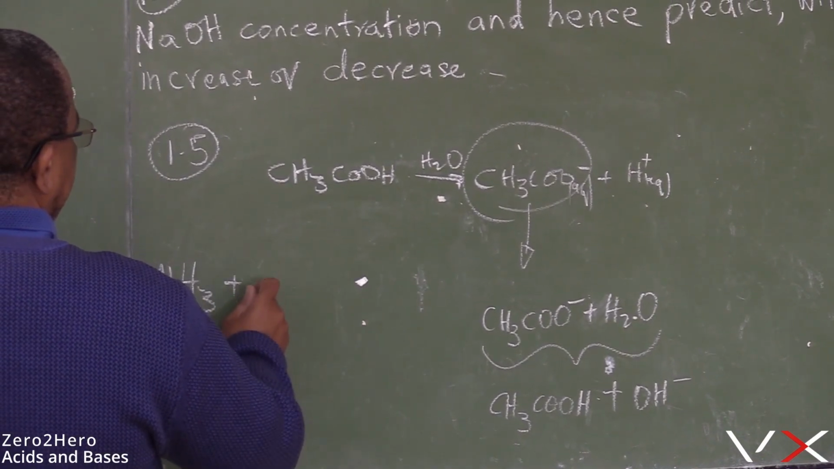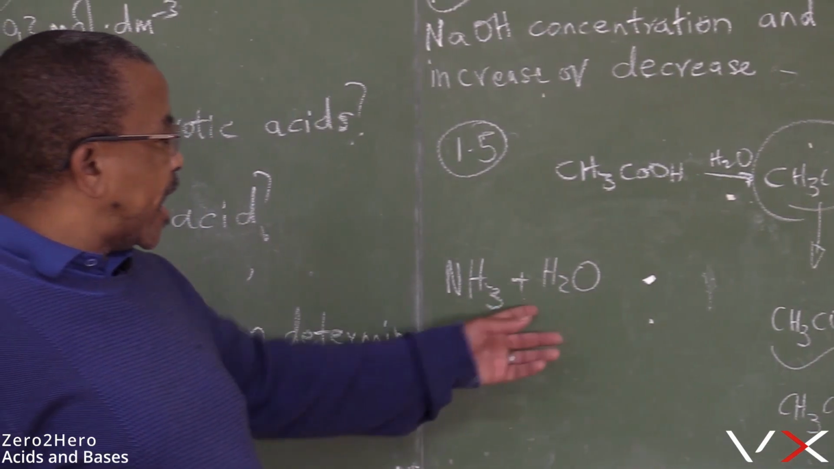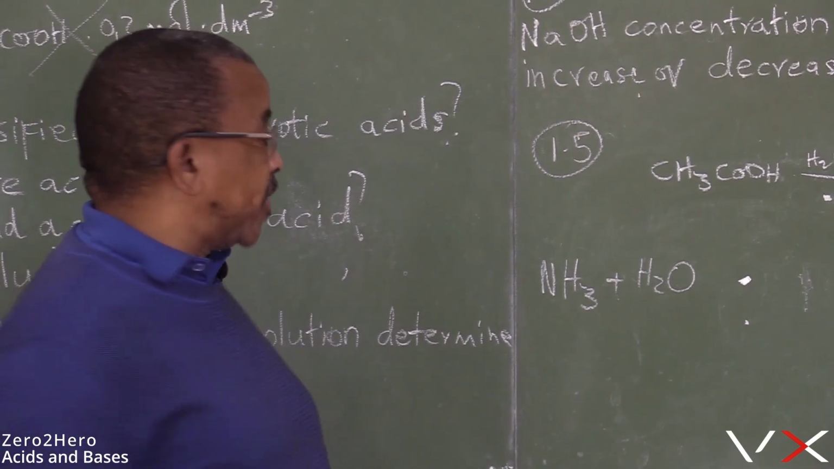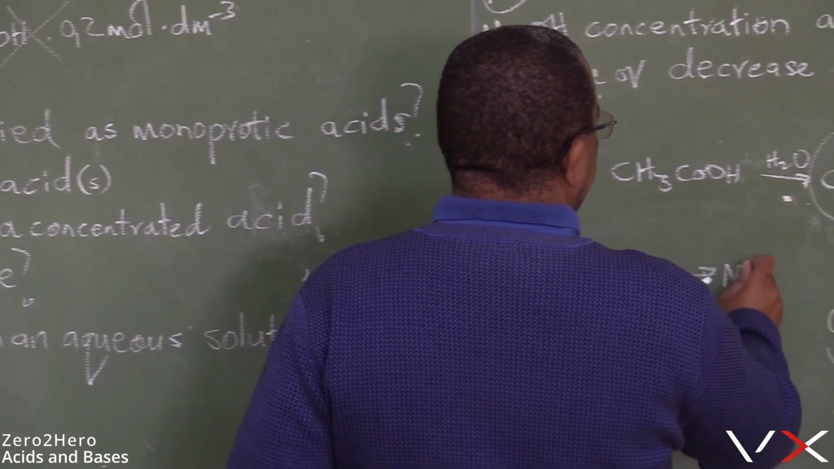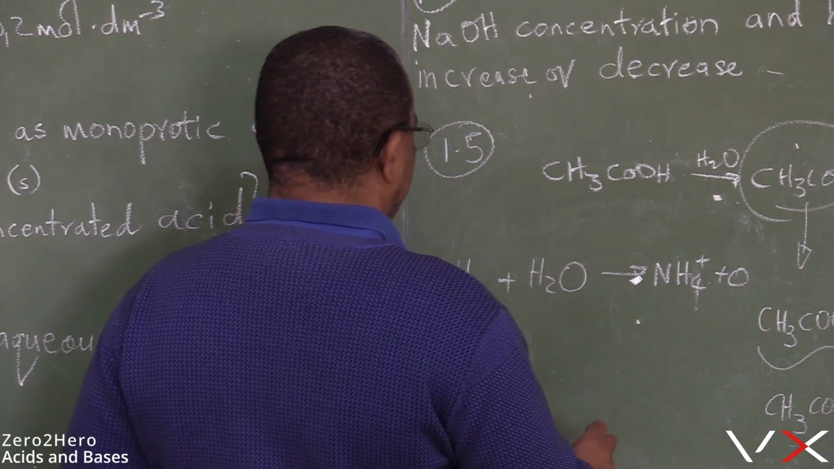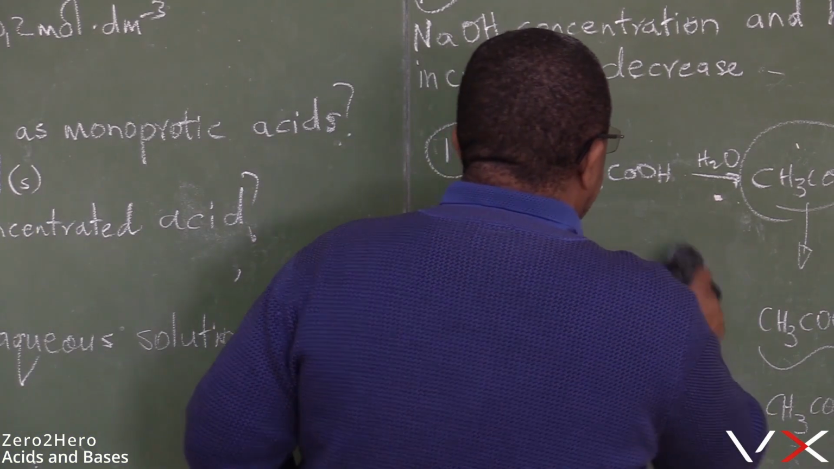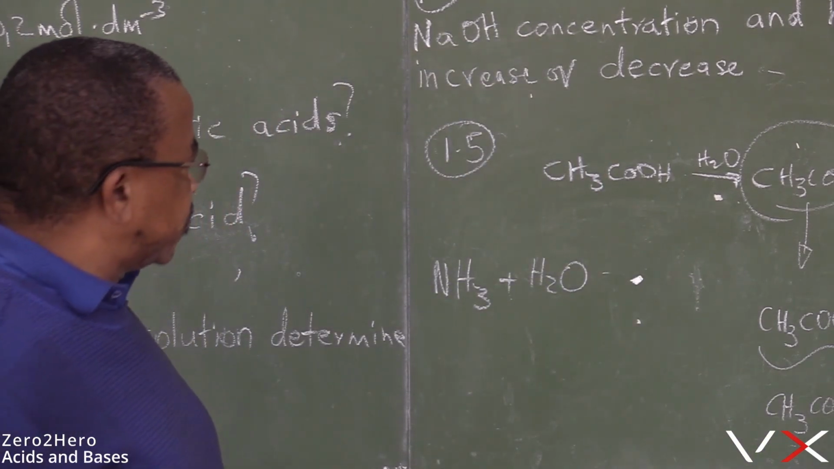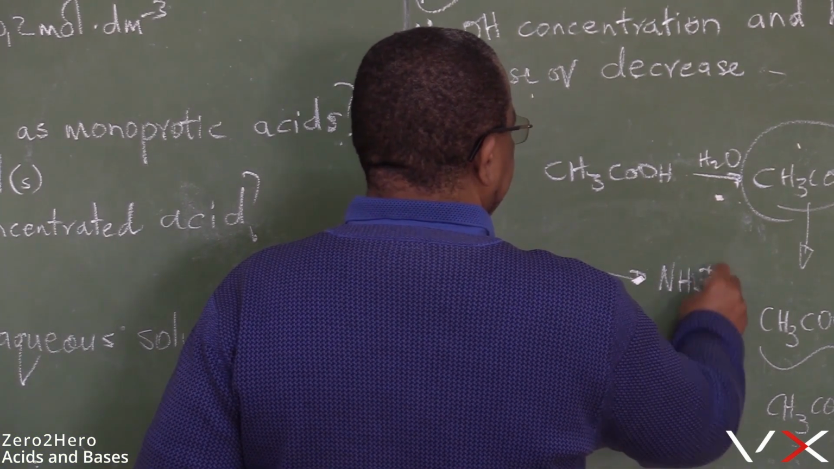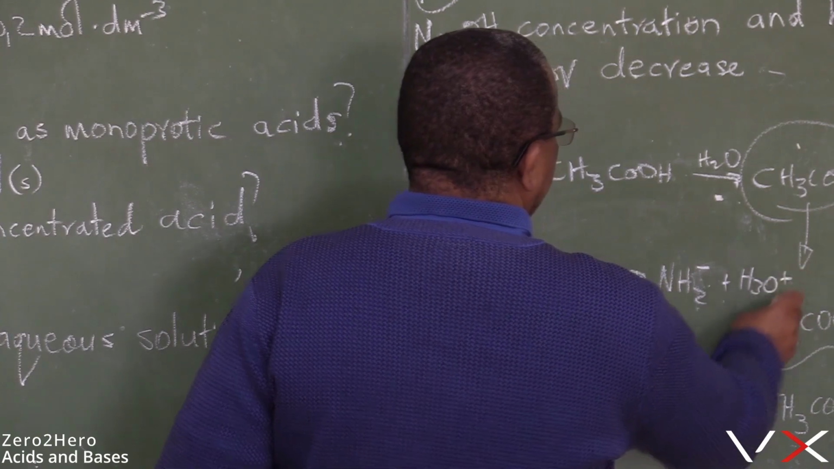NH3. In water, NH3 will readily accept H plus to give us NH4 plus and OH minus. In fact, NH3 is a stronger base. I beg your pardon, it will accept H plus in water, then it will form NH4 plus, and then we'll have OH minus.